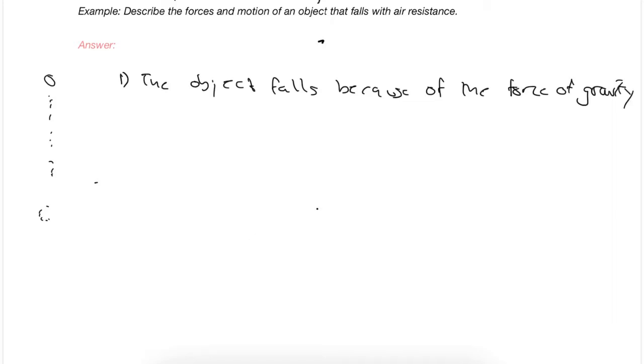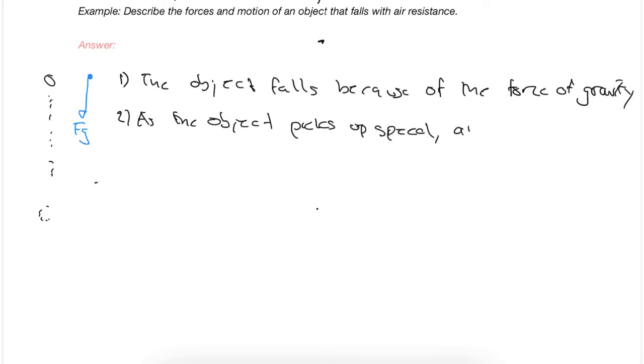Okay. So at the beginning, because air resistance depends on the speed of the object, if we drop the object from rest, which is to say it has no velocity to begin with, then what we know is that at the very beginning, its free body diagram is going to look like this, where the only force acting on it is gravity. Now, as the object picks up speed, air resistance increases.